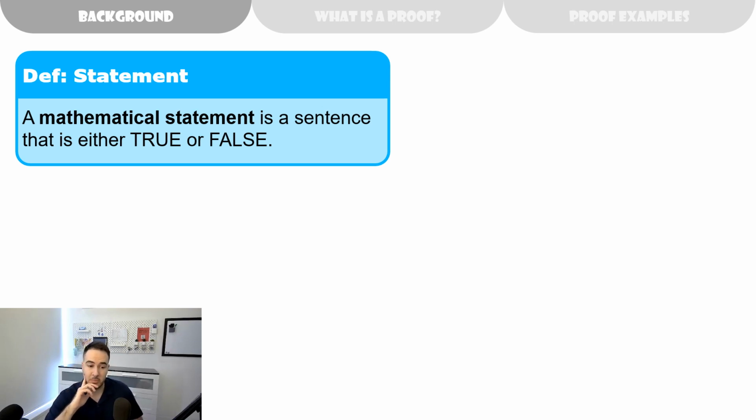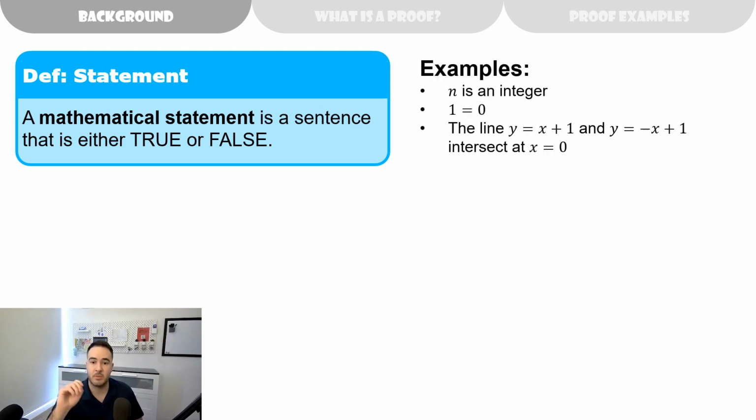In math and in a proof course, the first thing you learn about is something called a mathematical statement. And what this is, is a sentence that is either true or false. Some examples of this are: n is an integer, 1 equals 0, the line y equals x plus 1 and y equals negative x plus 1 intersect at 0.